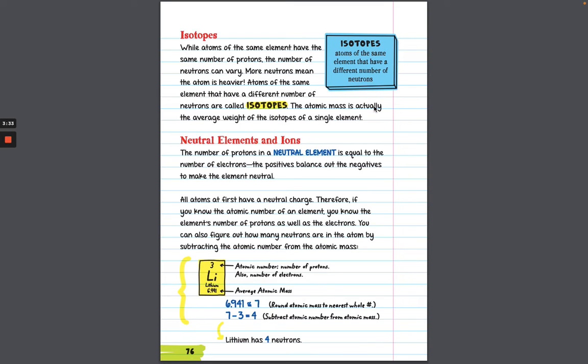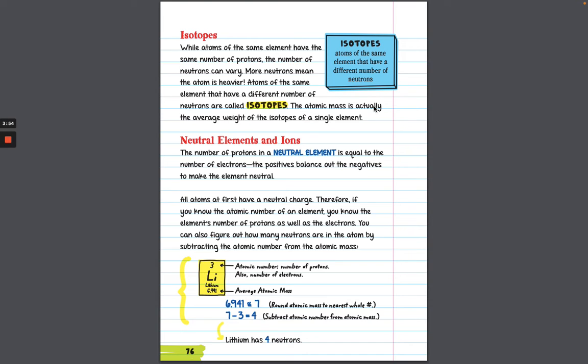Isotopes. While atoms of the same element have the same number of protons, the number of neutrons can vary. More neutrons means the atom is heavier. Atoms of the same element that have a different number of neutrons are called isotopes. The atomic mass is actually the average weight of the isotopes of a single element. Isotopes are atoms of the same element that have a different number of neutrons.